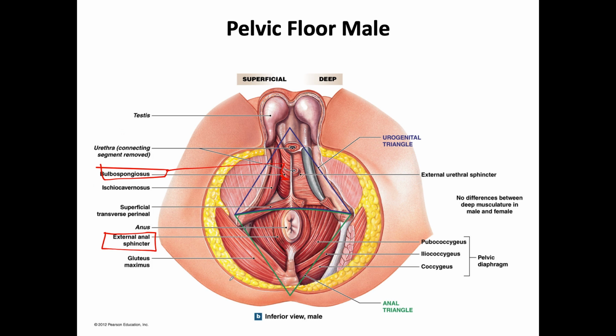Oh, there's one more I should point out here. Pubococcygeus here. So this is one of those that is named for origin and insertion. So you can see pubic bone, coccygeus, the coccyx, right, your tailbone.